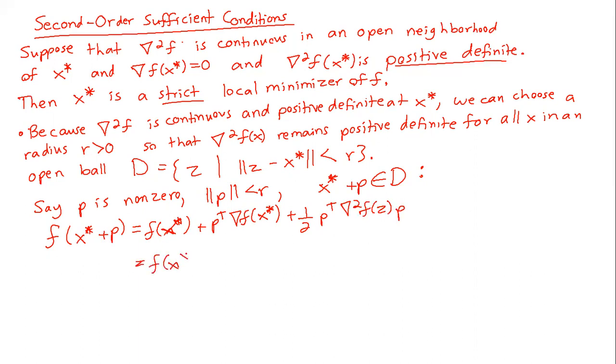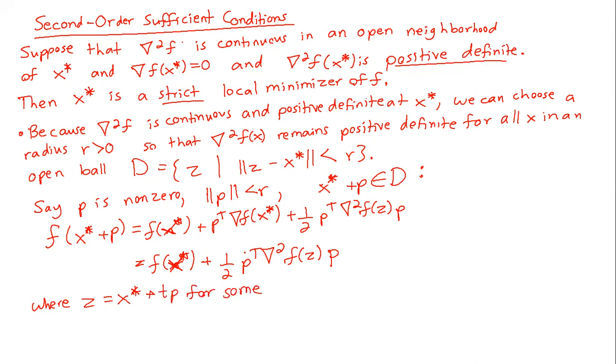is equal to f of x star plus 1/2 p transpose del squared f of z p, where z is equal to x star plus t p for some t contained in 0 to 1, open on both sides.